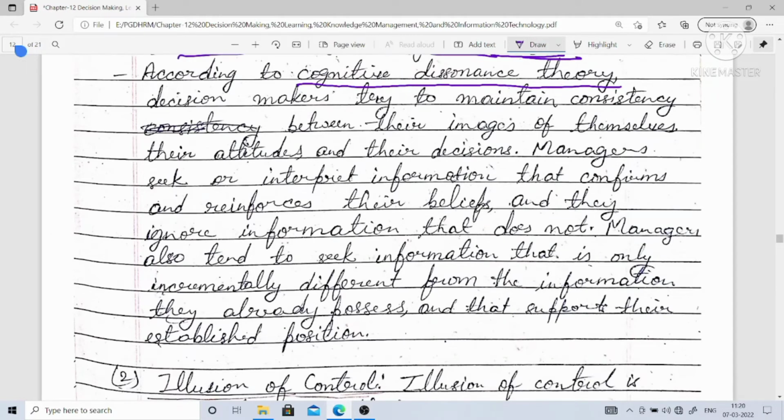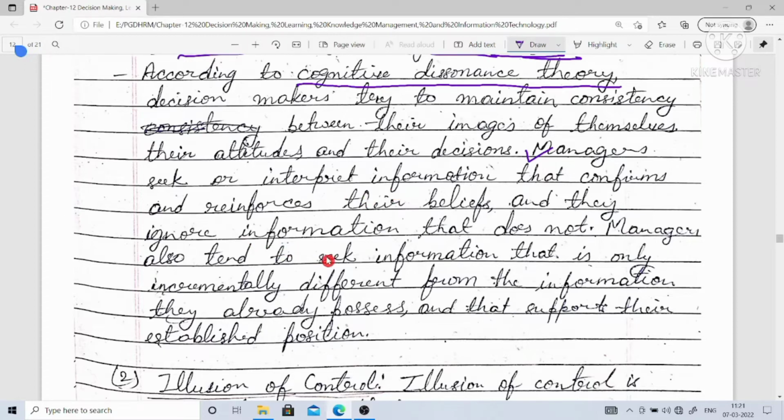Managers seek to interpret information that confirms and reinforces their beliefs, and they ignore information that does not. So here is the implication of this cognitive dissonance. If any information matches the manager's beliefs, then the manager is going to accept that information, and if any information goes against his or her beliefs, then he or she tries to ignore that information.